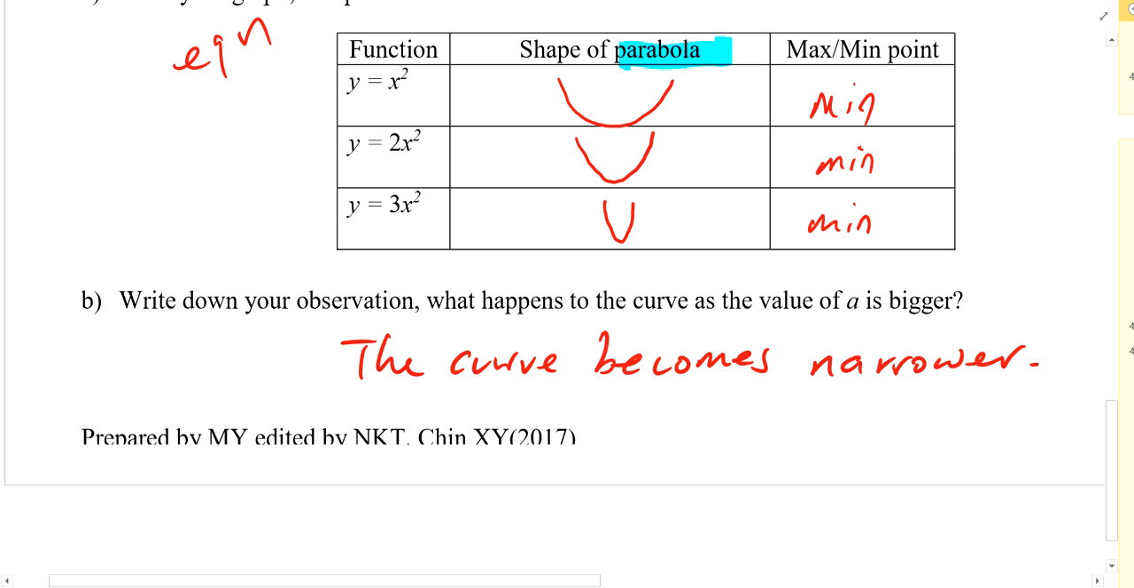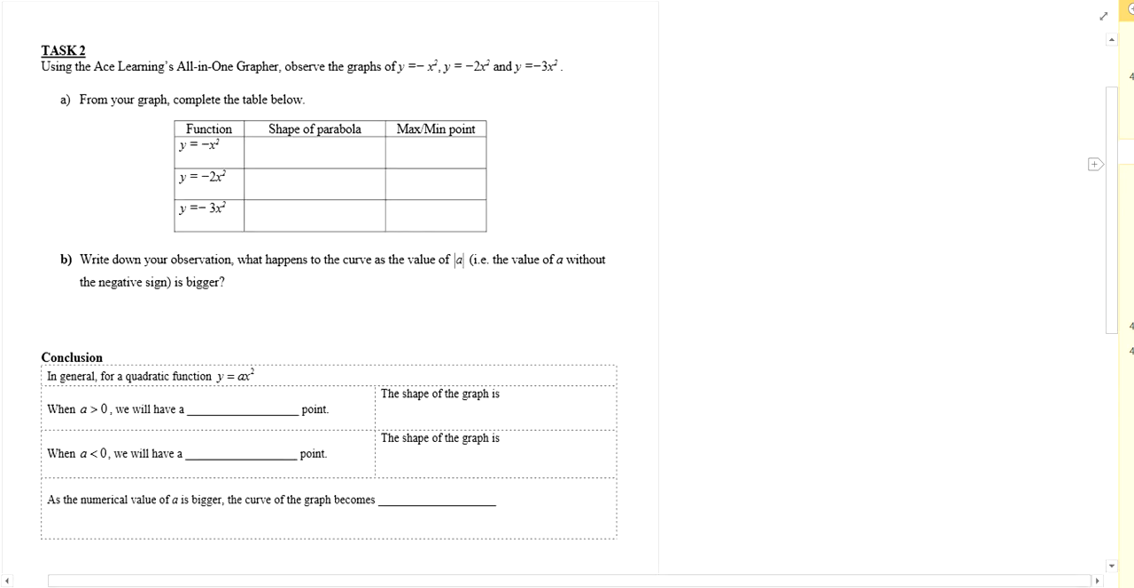Okay, so look at your graph that you just finished plotting. What does it look like? Do you have a parabola also? Yes, is it symmetrical? Then good. Okay, we'll just complete this table and we'll stop here.